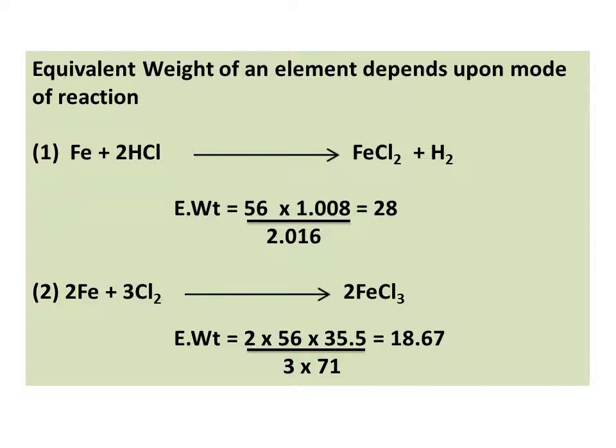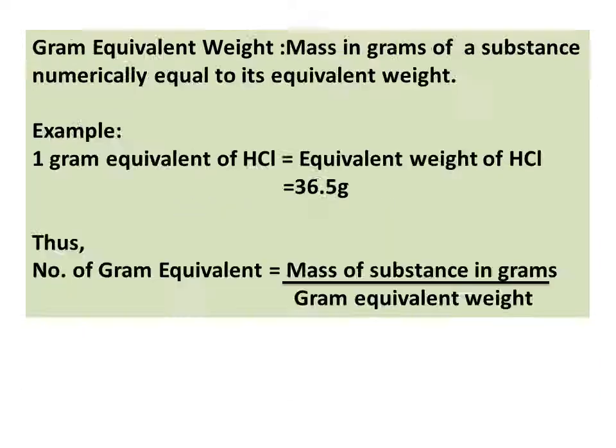So here the element is the same, but it is undergoing two different types of reactions, so it has shown two different equivalent weights. So these are the three cases where equivalent weight varies. Equivalent weight, what we have learned, varies with valency, varies with oxidation number, and varies with reactions also. Now we have talked about equivalent weight.